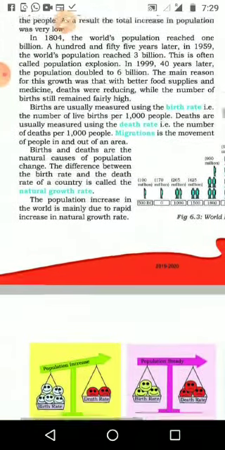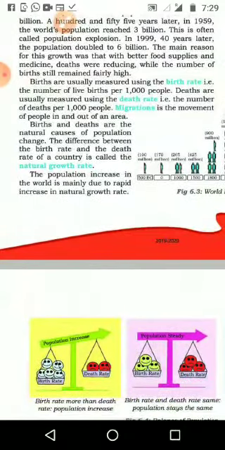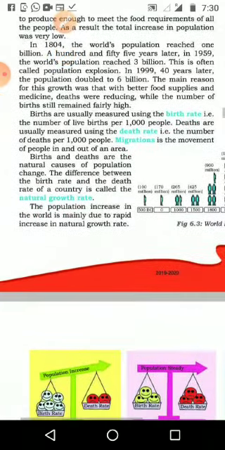The next point is migration, that is the movement of people in or out of an area. It may be from Tamil Nadu we are moving to Mumbai or some other area in search of a job, like that it is known as migration. And we can see again two types of migration are there, in-migration and out-migration.